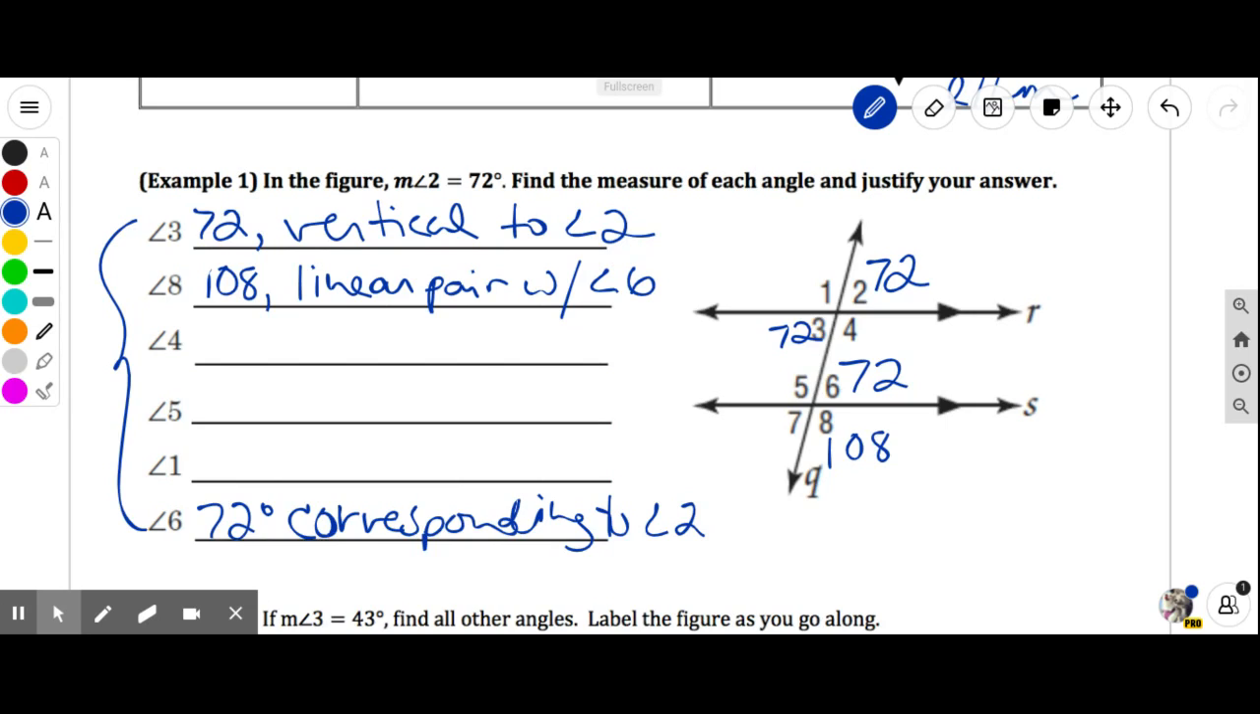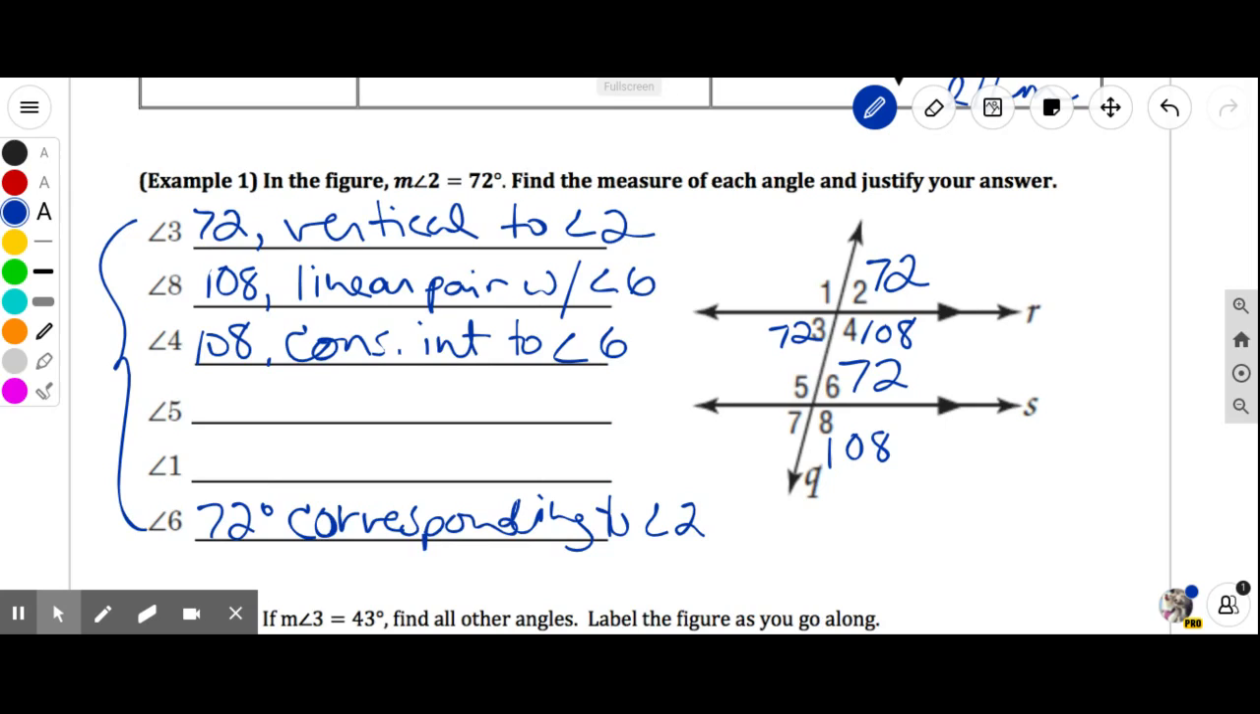Then we could do 4 next. 4, there's a couple different things. 4 is a linear pair with 2 or 3. 4 is corresponding to 8. I'm going to use a different one, though. I'm going to use the relationship between 4 and 6, which is consecutive interior. So a lot of times you have many options for your justification. I'm going to abbreviate here. Consecutive interior to angle 6.